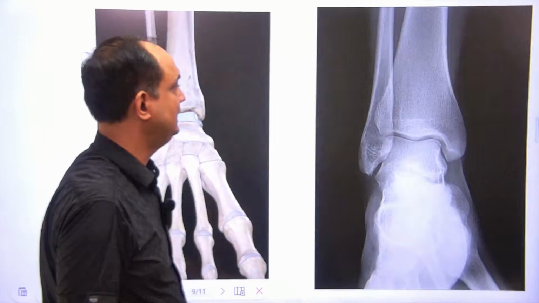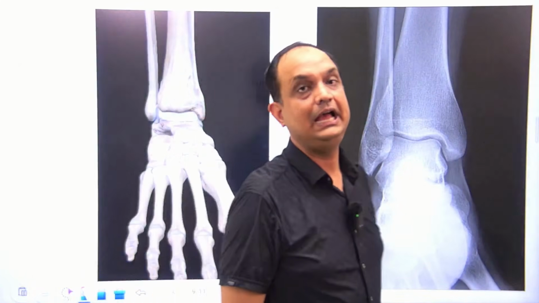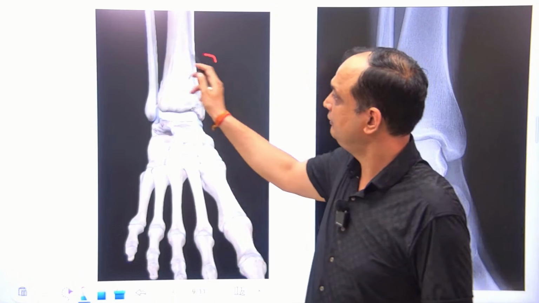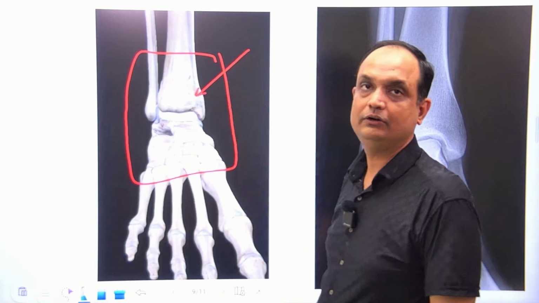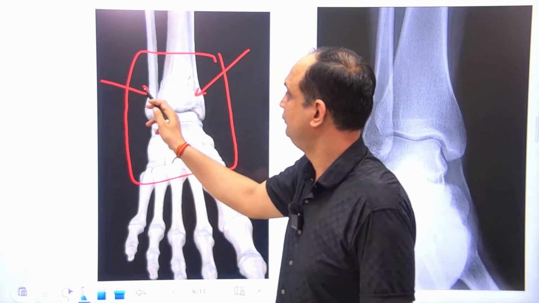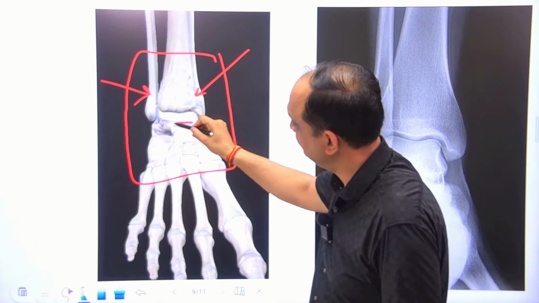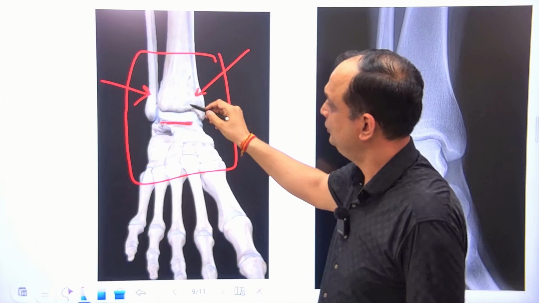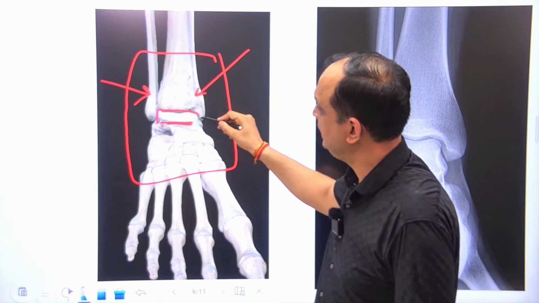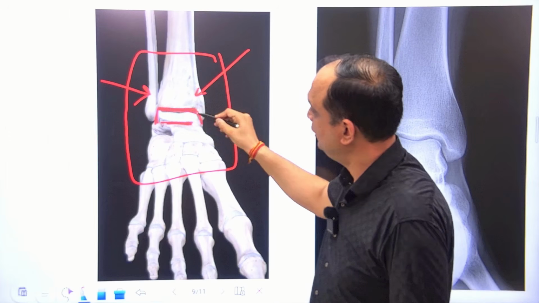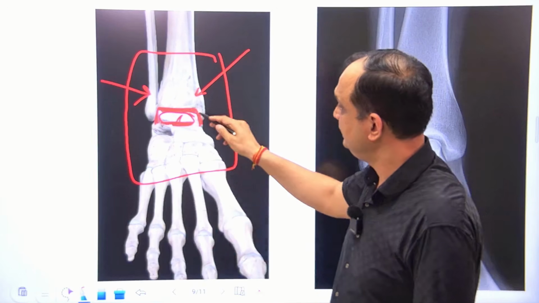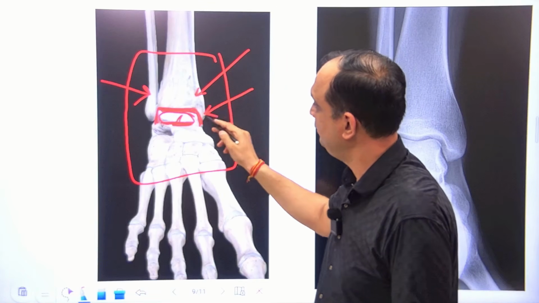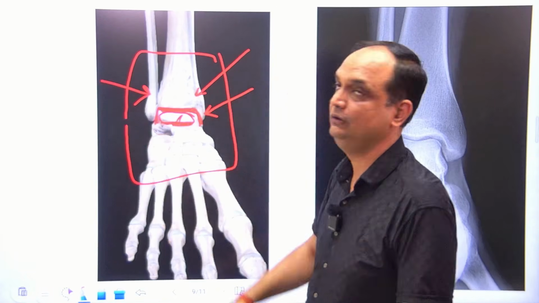The next slide is the ankle joint. Now in the ankle joint you are able to see this is the lower end of the tibia, this is the lower end of the fibula, and which bone is this? This is your talus bone, because this is known as the ankle mortise, and the ankle mortise articulates with the superior surface of the talus. Here you have the medial malleolus, and this is the lateral malleolus.